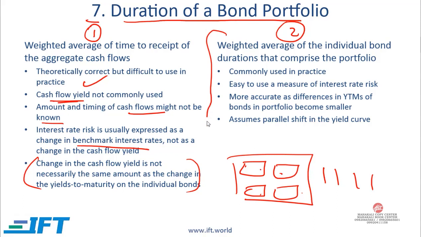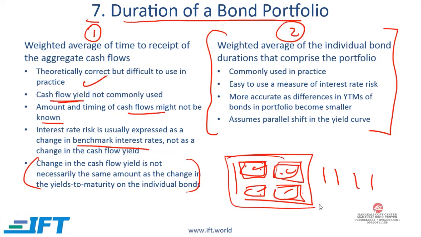The approach that is used more often is shown right here. The weighted average of the individual bond durations that comprise the portfolio. So we take the durations of these individual bonds, look at the market value of each bond relative to the market value of the portfolio. That will determine the weight of each bond, multiply the weight by the duration of each bond and come up with the duration of the portfolio. Commonly used in practice, easy to use as a measure of interest rate risk.